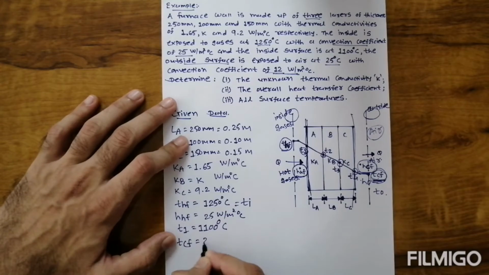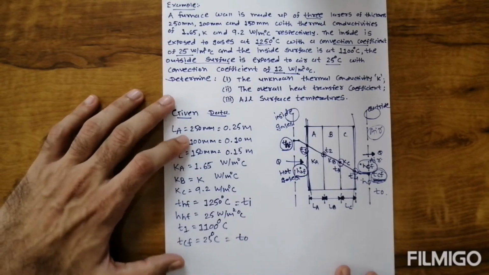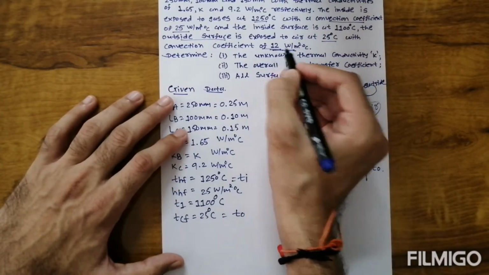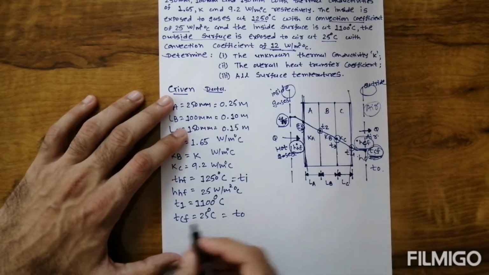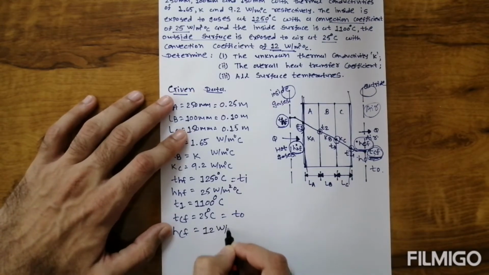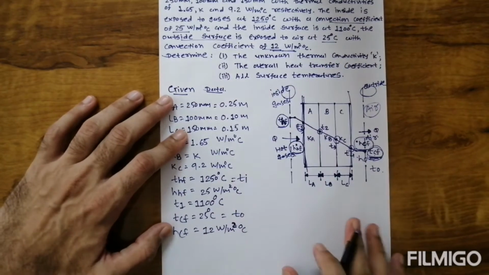TCF is equal to 25 degrees Celsius, or we can also write it as TO, the outside temperature of the air or fluid. Then 12 is the outside heat transfer coefficient, so HCF is equal to 12 watt per meter square degree Celsius. Okay, up to that.